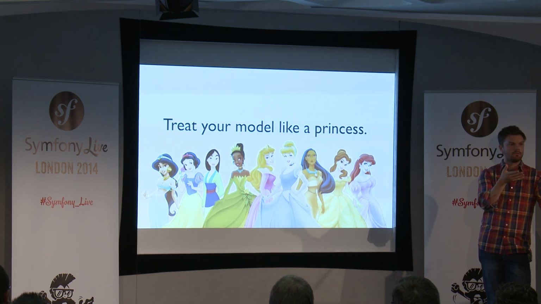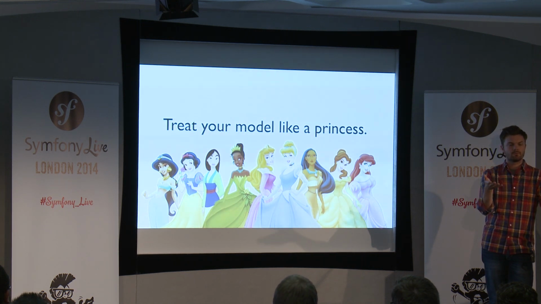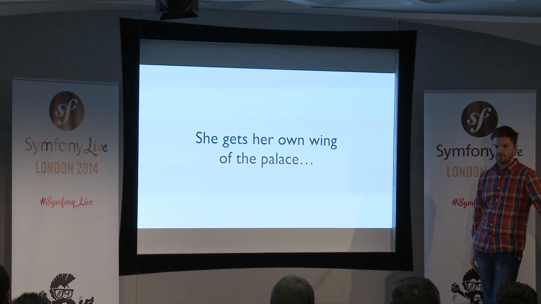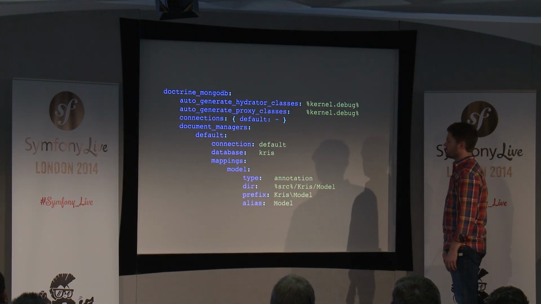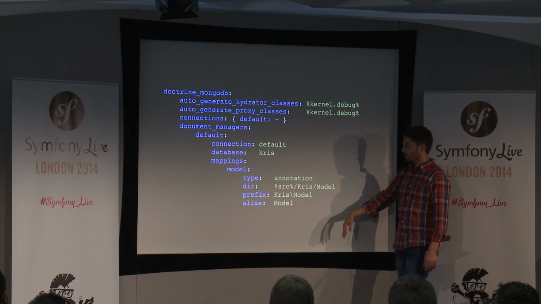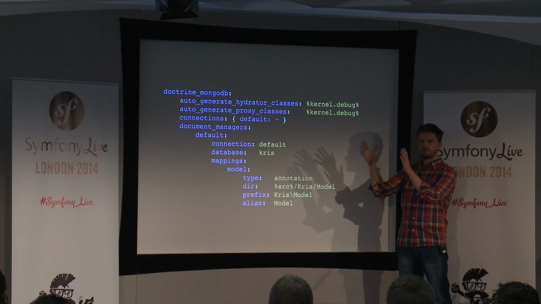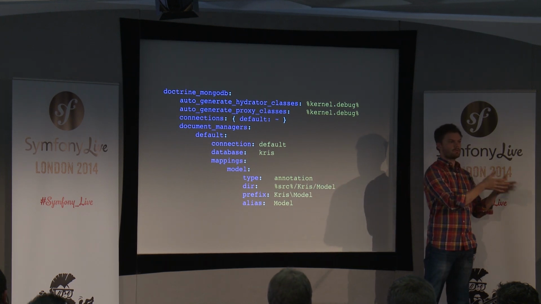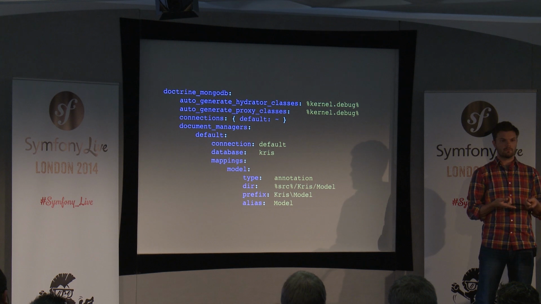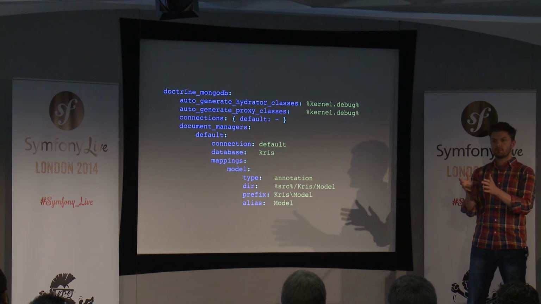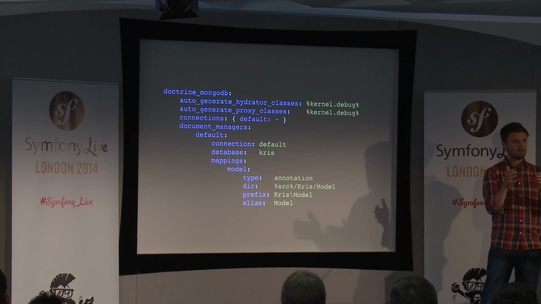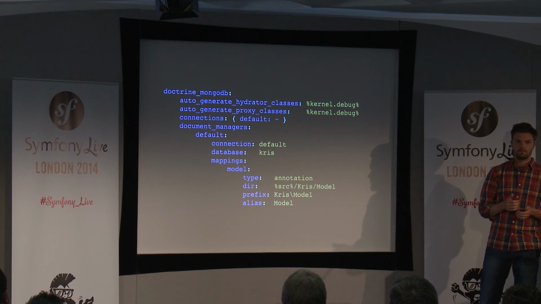Specifically, I think you should start thinking about your model as something of a princess, right? Your princess is going to get her own wing of the palace. So for me, that means we have this namespace here, Kris\Model, or whatever your application is, right? So we take all those model classes, take them out of the bundle, and put them into their own namespace. Make sure that they don't have dependencies on anything else, right? So these are the persistent objects that you're going to use to solve the problem that your application is solving, right? So all of those live outside of any bundle.